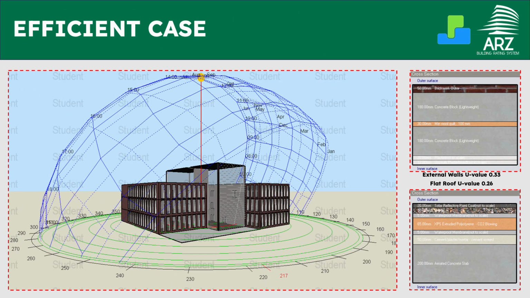The efficient case wall is composed of 6 layers with a U-value of 0.33, while the roof is 7 layers with a U-value of 0.26. This aims to reduce the solar gain and reduce fuel consumption and CO2 production.